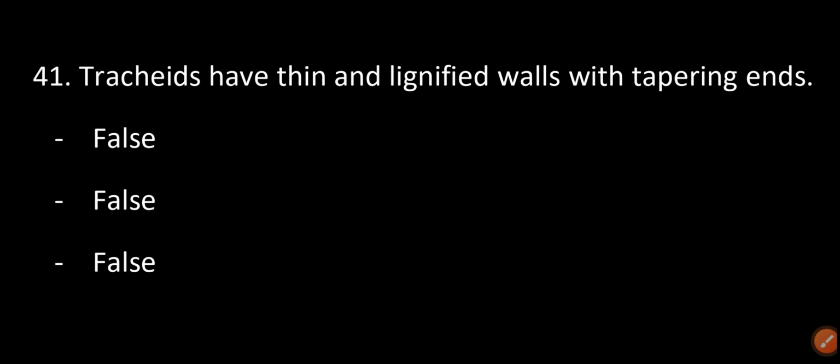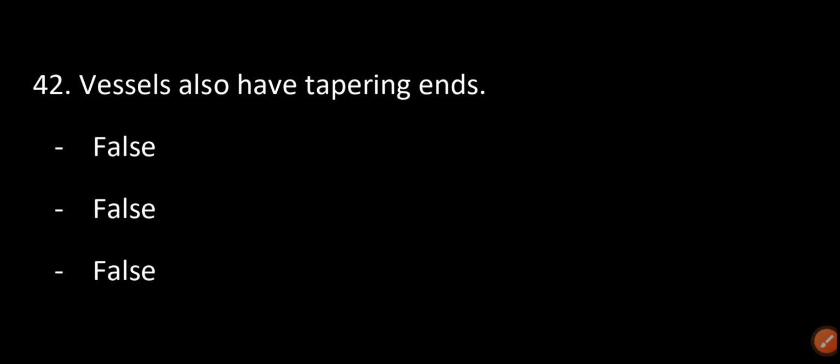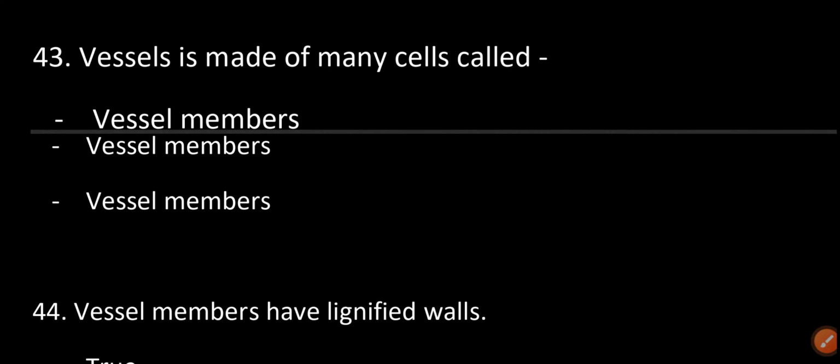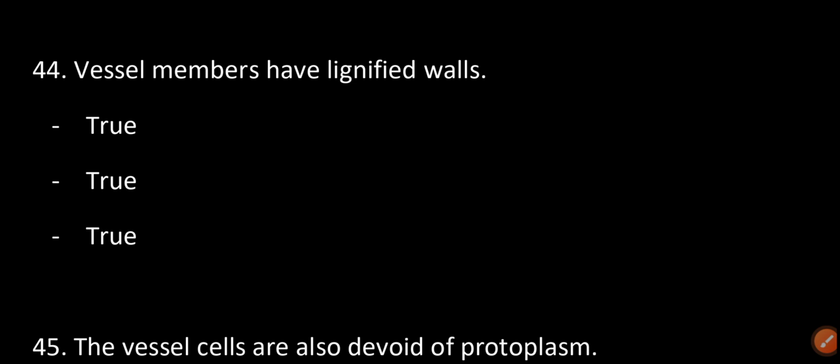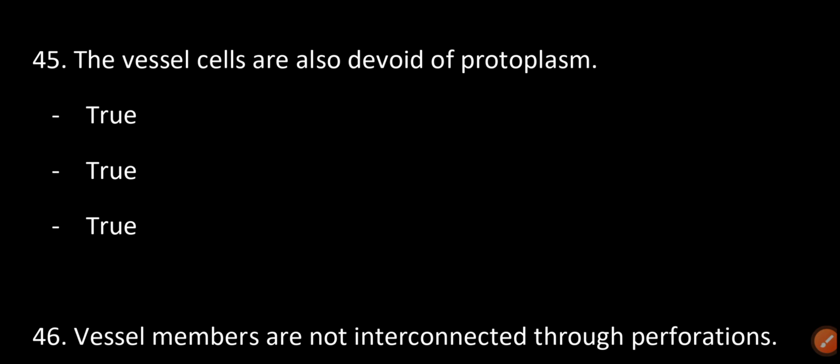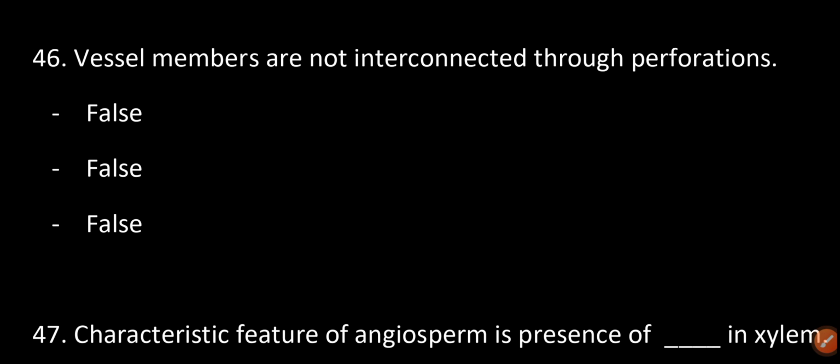Tracheids have thin and lignified walls with tapering ends. False. Vessels also have tapering ends. False. A vessel is made of many cells called vessel members. Vessel members have lignified walls. True. The vessel cells are also devoid of protoplasm. True. Vessel members are not interconnected through perforations. False.